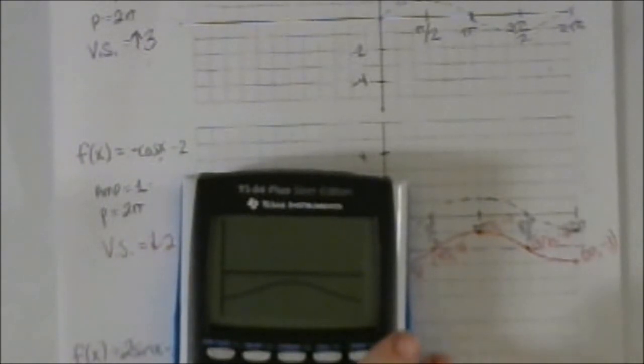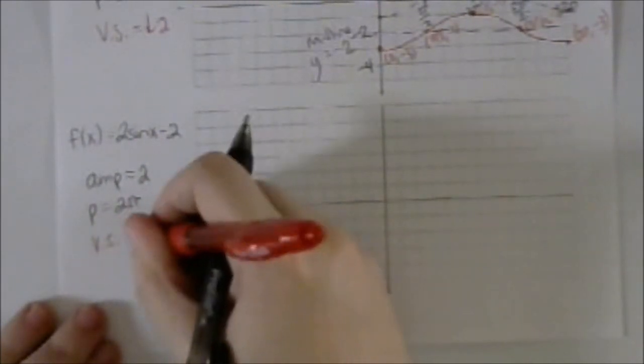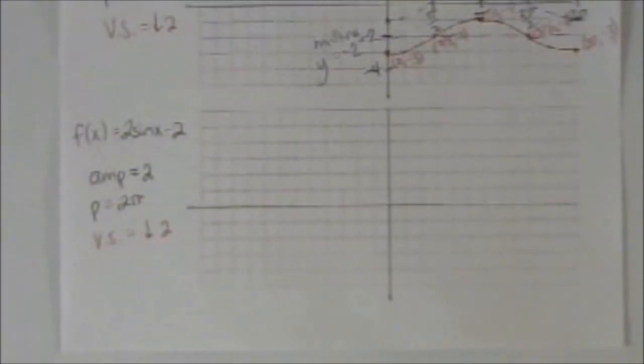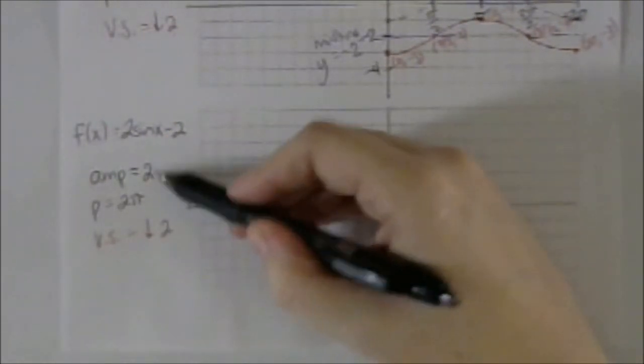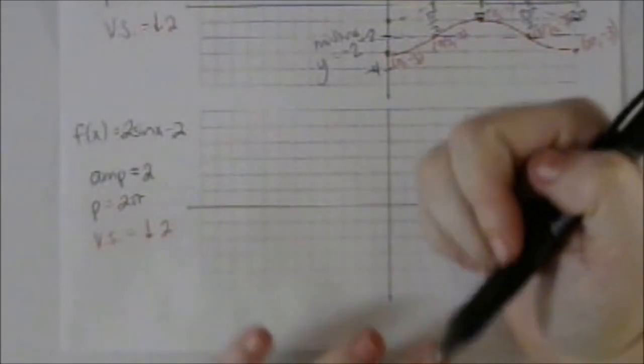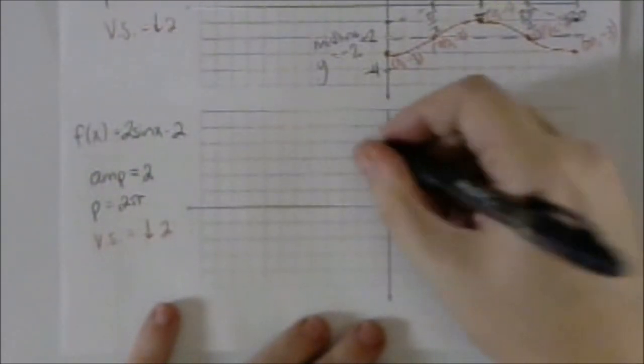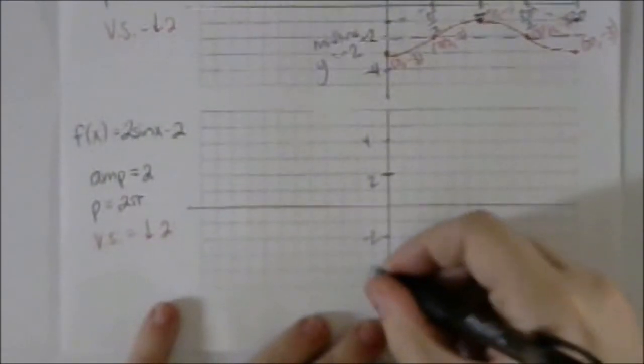Let's graph another example. For this example, there's an amplitude and a vertical shift. Amp equals 2, period is 2 pi. Vertical shift is down 2 units, like before. Plan ahead. My amplitude tells me a max of 2 and a min of -2. If I subtract 2 from that, I need to make it to -4. Will the scale from before work? Yes. Up 2, 4, down 2, -4.